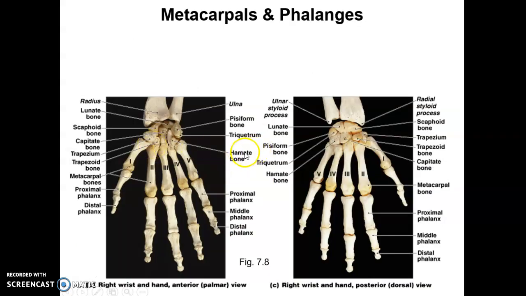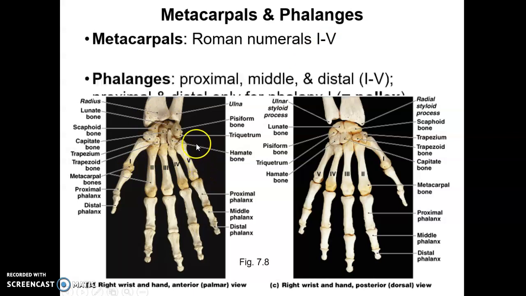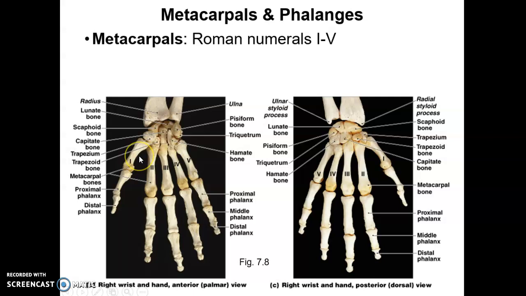Here's another view of the wrist, zooming out, looking at the metacarpals and phalanges. So the metacarpals, the fleshy part of your palm, are numbered with Roman numerals 1 through 5, not Arabic numerals, but Roman numerals 1, 2, 3, 4, and 5. And then number 1 would be the metacarpal that goes towards your thumb, 5 towards your little finger. All right, and again, this is the right hand, anatomical position, palm facing anteriorly or forward.